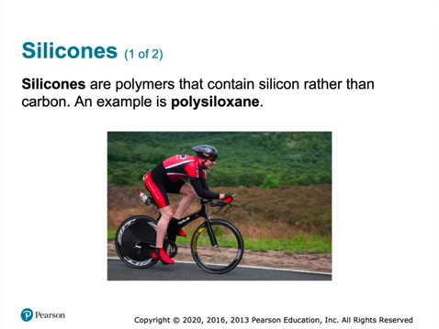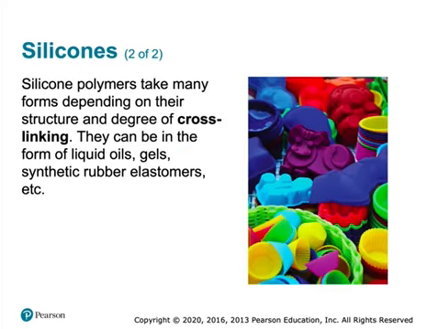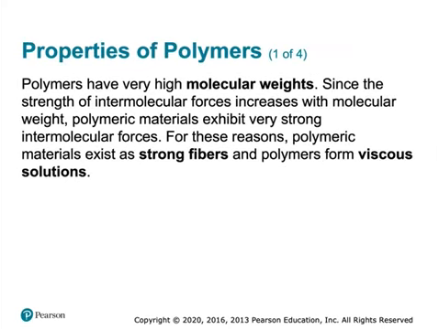And the smaller ones tend to be the synthetic oils. The bigger ones and also the cross-linking ones tend to be the solid ones. So it depends. The longer chain and the cross-linking ones tend to be the silicone solids, and then the shorter ones that are not cross-linked tend to be the oils and conditioners and that kind of thing. So polymers, they have very, very high molecular weights.